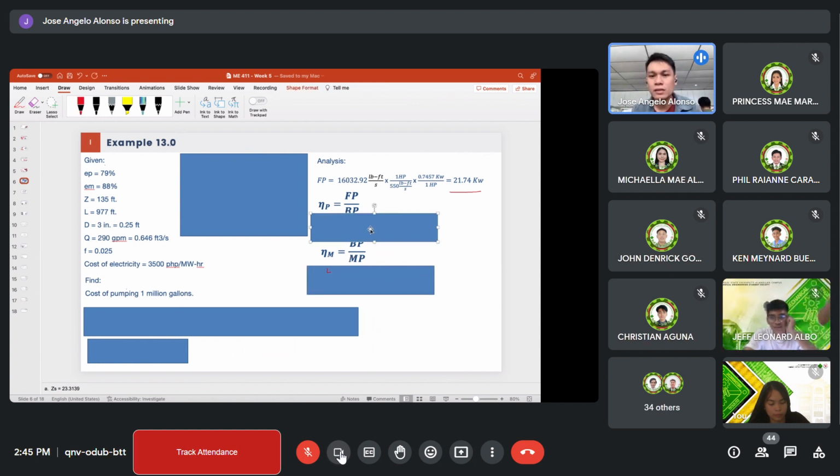Okay, so ang equation natin to determine the brake power is efficiency ng pump is equivalent to fluid power divided by brake power. We know the value of the efficiency ng pump, which is 79%. We know the value of the fluid power, which is 21.74 kilowatts. Then you can get the value of the brake power by dividing 21.74 kilowatts to efficiency of the pump, which is 0.79. Technically, it will give you 27.516 kilowatts. So para hindi tayo malito, class, efficiency, please remember that energy out divided by energy in.